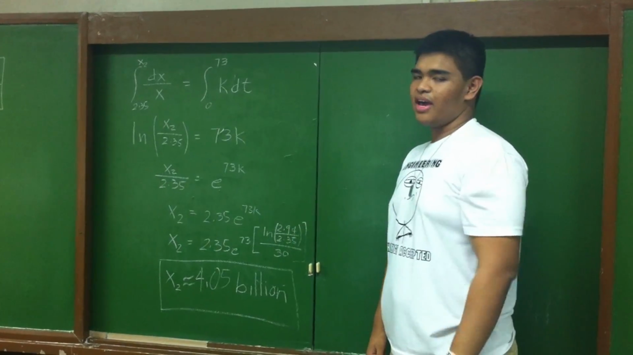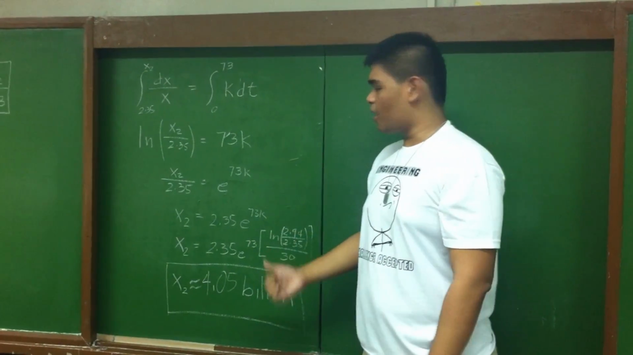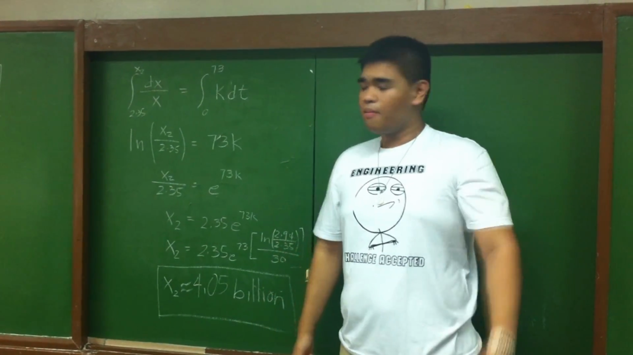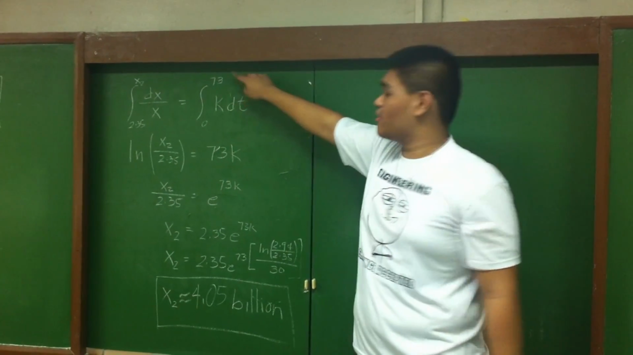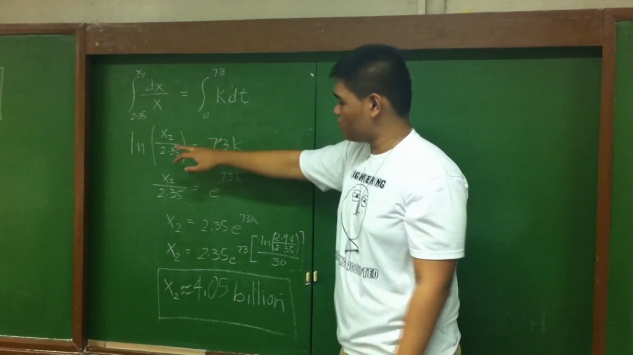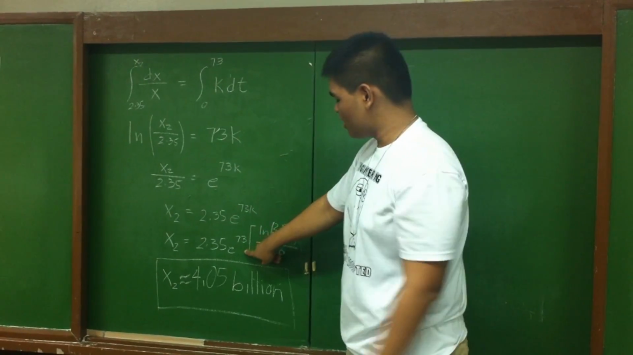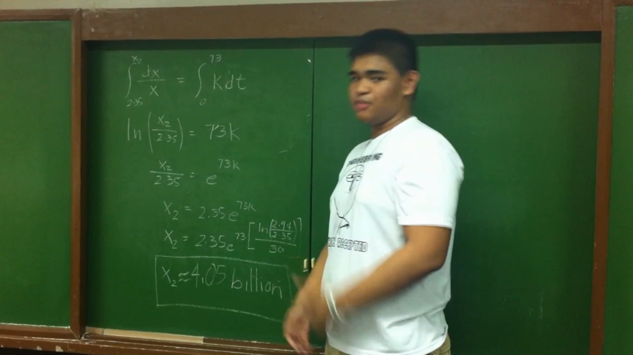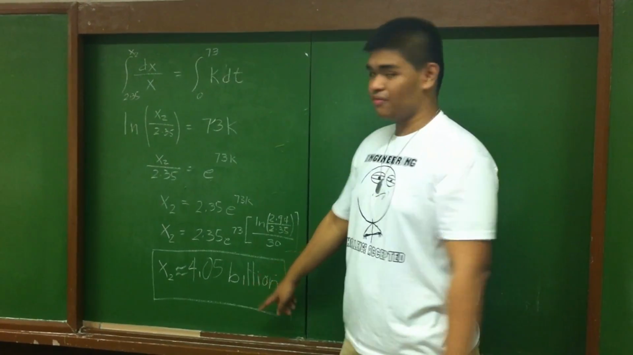Hi again. So we're out to get x2. We're just going to use the same process of solving as the first one, but we just change x1 to x2, and 55 to 73 right here. Since obviously 73 is bigger than 55, the population will be bigger, which is 4.05 billion.